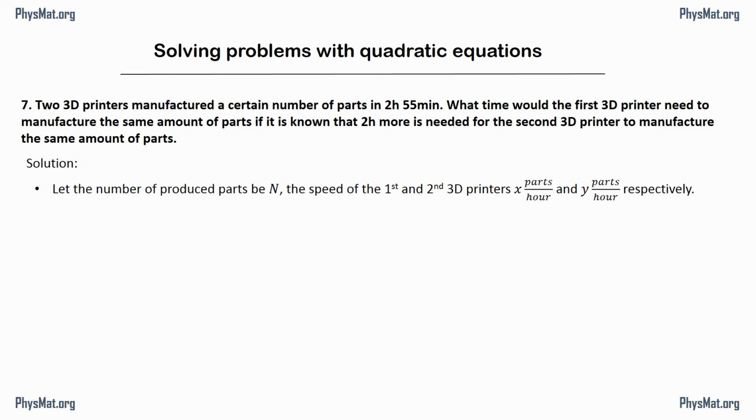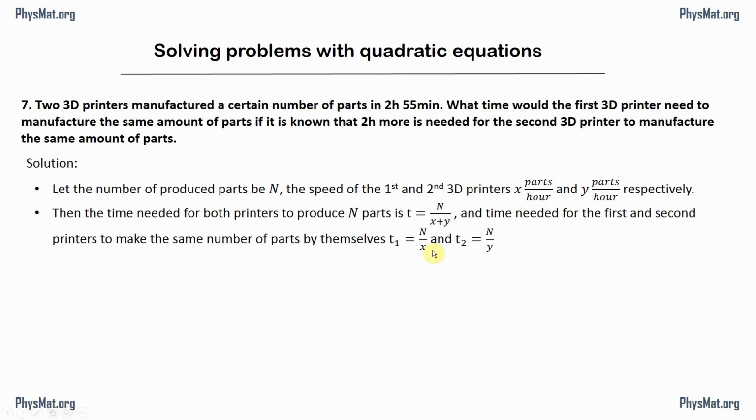Again, in this case it's difficult to make a drawing, but we need to understand what is going on before writing any equations. So let the number of parts produced in this problem be n, and the speeds of the first and second printers we will call x parts per hour for the first printer and y parts per hour for the second printer.